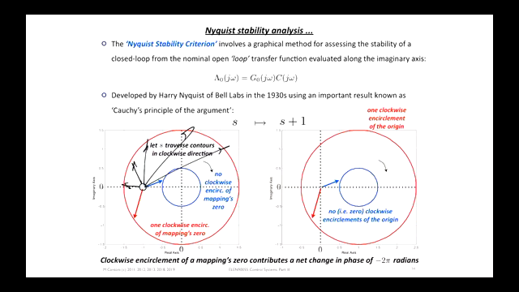So the net change in phase of this little vector as we traverse this contour is minus 2 pi radians. And that corresponds to, as we're following this in a clockwise direction, if we follow how the corresponding points move here, we get one clockwise encirclement of the origin, which is consistent with a net change in phase of minus 2 pi radians.